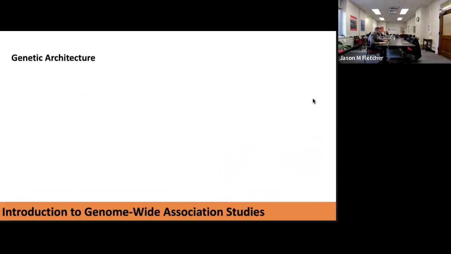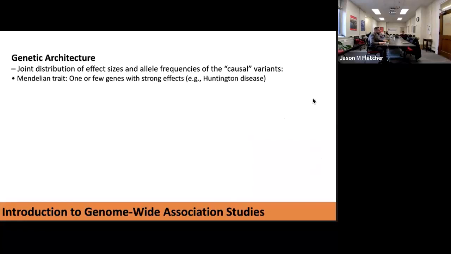So, genetic architecture. Genetic architecture refers to the joint distribution of effect sizes and allele frequencies of the causal variants associated with a trait of interest. Mendelian traits are influenced by one or a few genes with very strong effects, such that if the person carries this particular genetic variant, it is very likely that they manifest the phenotype. One example of this type of genetic architecture would be Huntington disease.